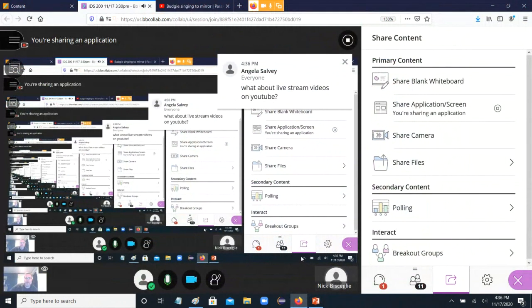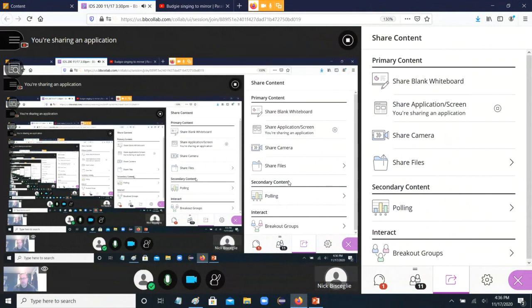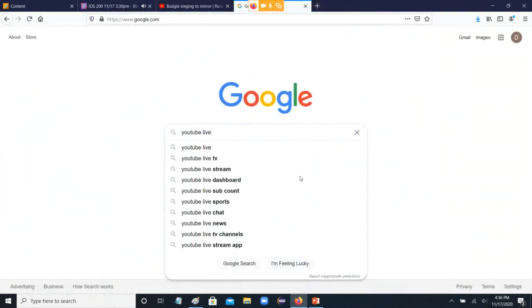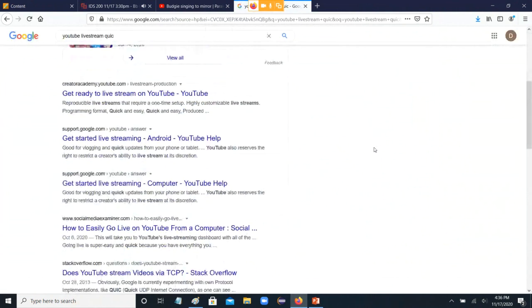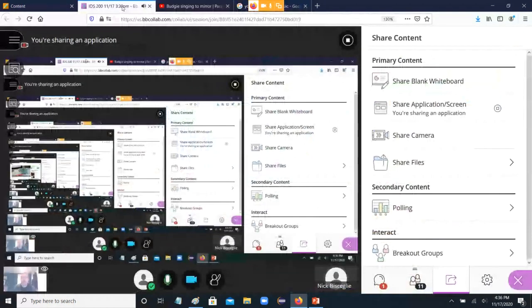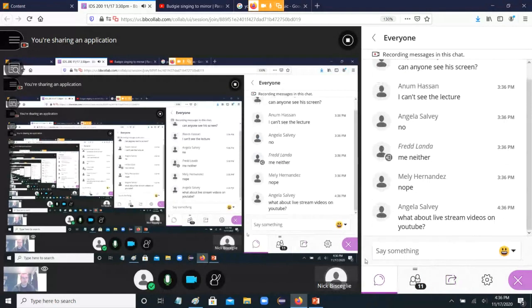What about live stream videos? Yeah, well, if they are live stream, they're probably using QUIC, or they probably want to, if they're genuinely live. I mean, we could do a quick Google on that. YouTube live stream QUIC. Let's see what they say. I'm going to say if it's true live stream video, chances are it's QUIC, but YouTube has the option to do it in different ways.